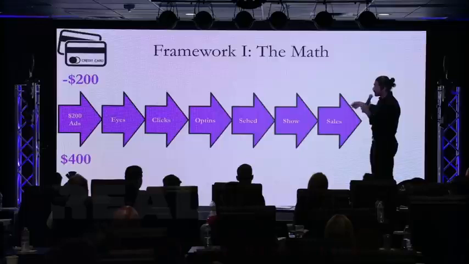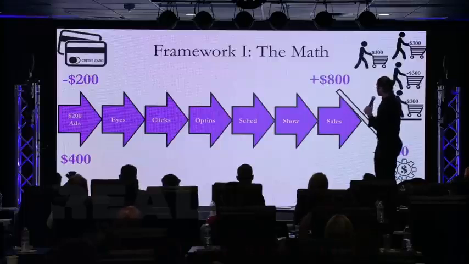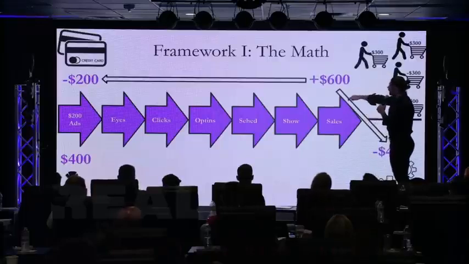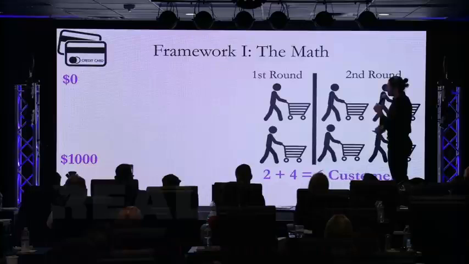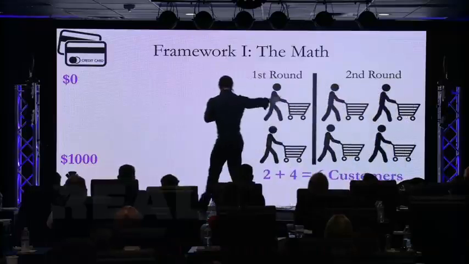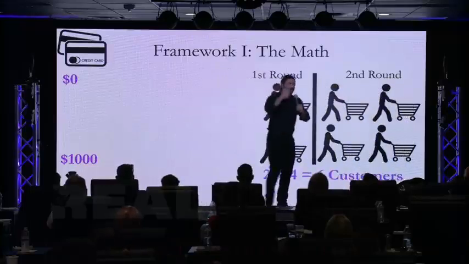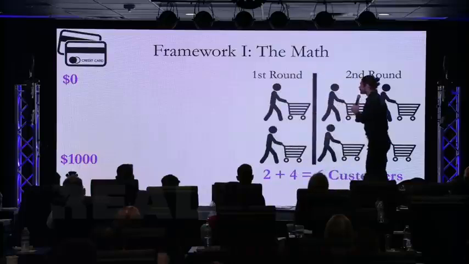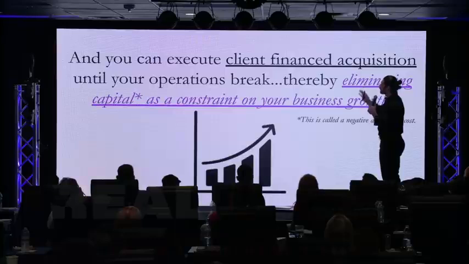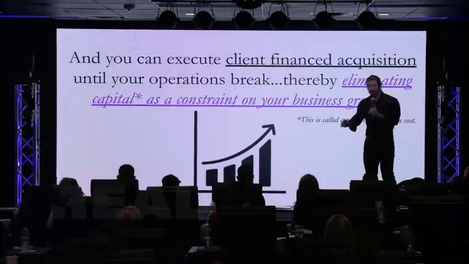This is when I double down. So then you double it down again, you do the whole process, boom, 800, 400 goes to fulfillment. It's literally just going black in Vegas again. And then that was our first round. And our second round, we doubled the amount of customers. The third round, we quadrupled the amount of customers, and around we go. If you can execute client finance acquisition until your operations break, this will therefore eliminate the need for capital as a constraint on your growth.